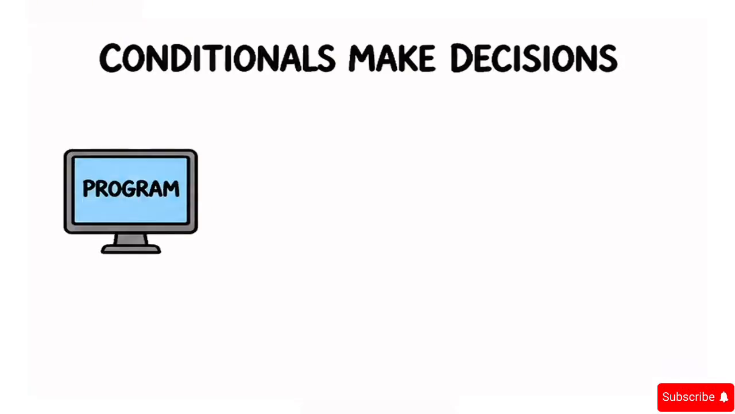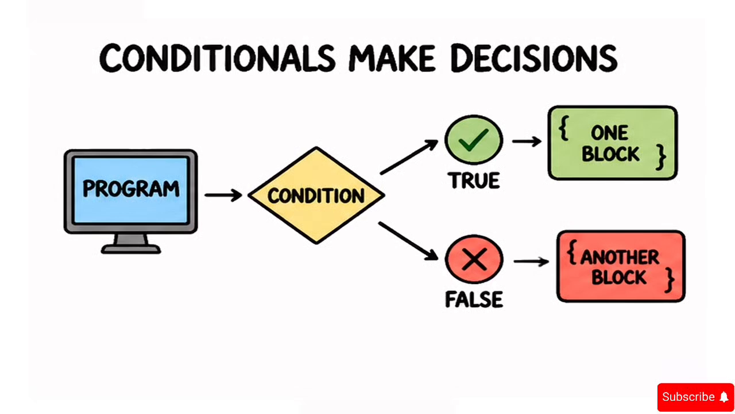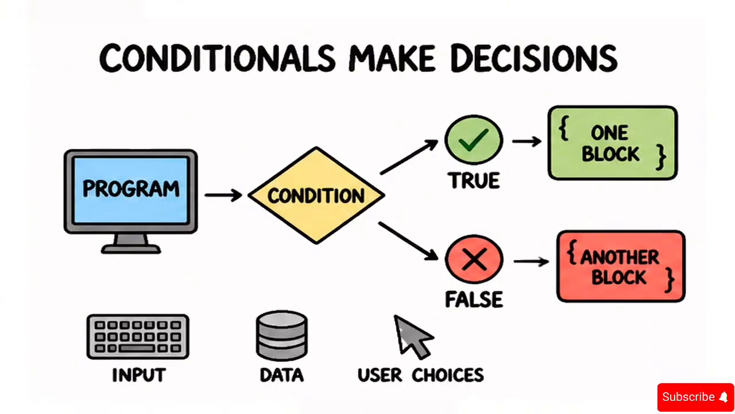Every program needs to make decisions. Conditionals let code choose a path. If a condition is true, one block runs. If it is false, another block runs. This is how programs react to input, data, and user choices.